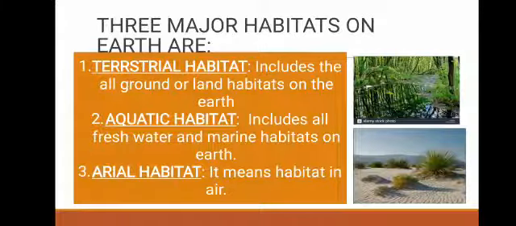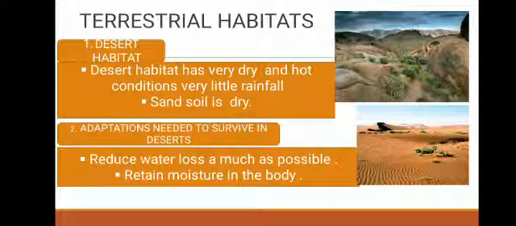Now let's study them. Terrestrial habitat. In terrestrial habitat, in this video we learn only about desert habitat. Desert habitat has very dry and hot conditions and receives very little rainfall. The soil is dry and sandy. So to survive in the desert, special adaptations are needed, like reducing water loss as much as possible and retaining moisture in the body.